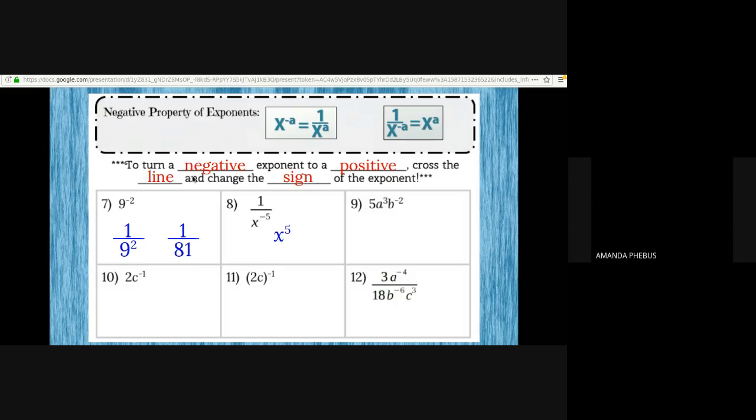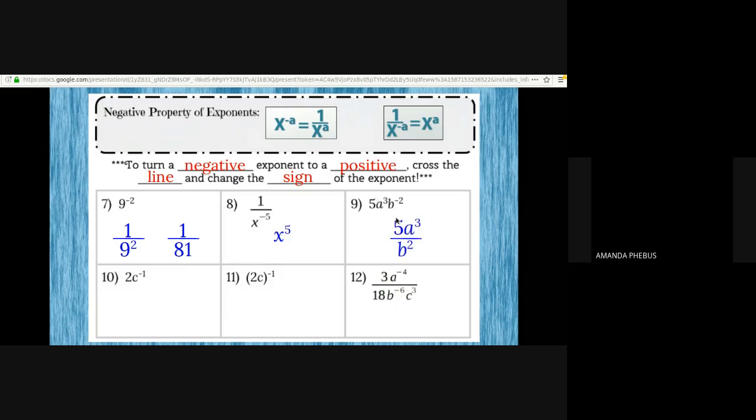Now, on number 9, you have 3 separate pieces. You have a 5, you have an a, and you have a b. You have to look at everybody's exponent and only move the pieces that have a negative exponent. So 5 doesn't have an exponent written. It's an automatic 1. A has an exponent that's a positive 3, and B has an exponent that's a negative 2. B is the one that wants to move. Everybody else is going to stay in the numerator. The B is going to move to the denominator.